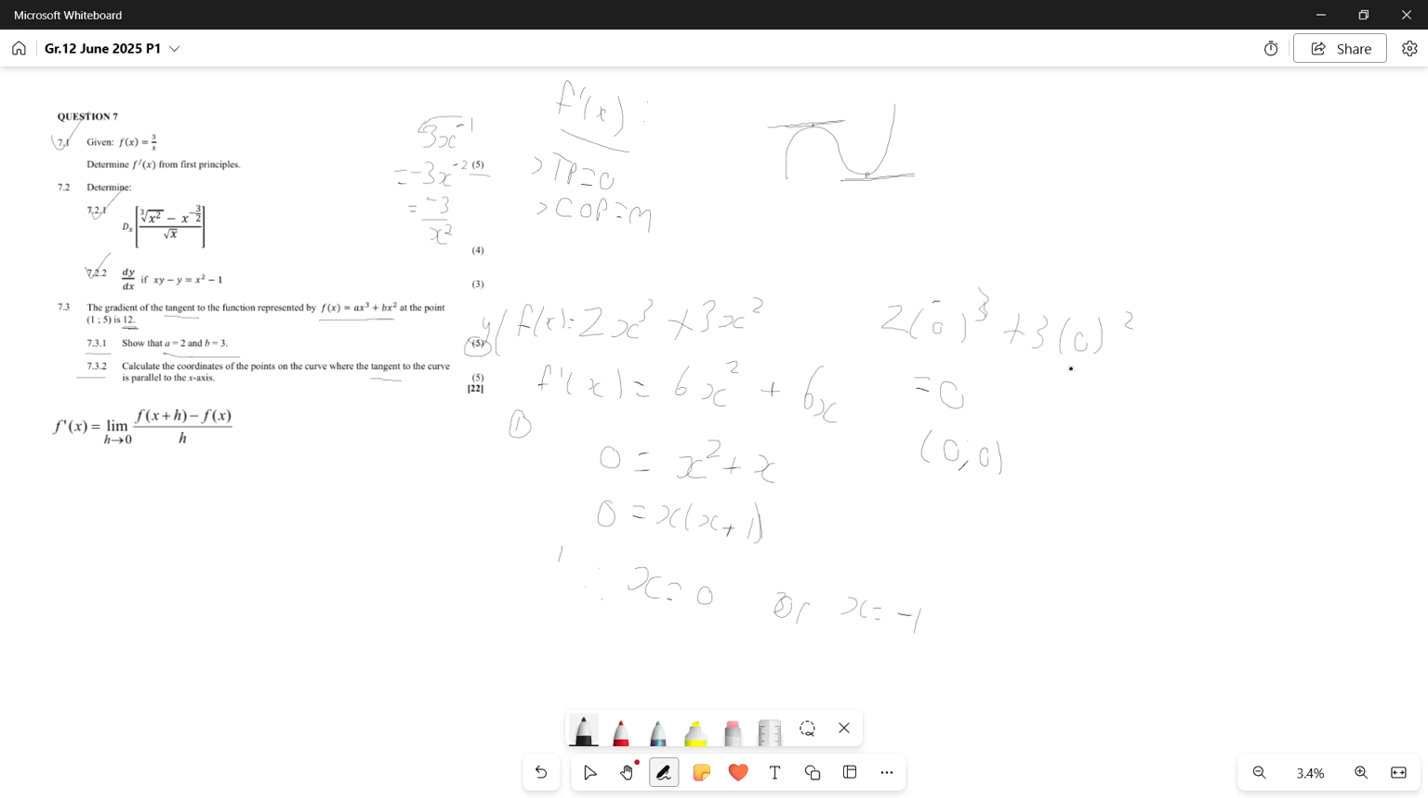And then the next coordinate pair is for negative 1. So we have 2 times negative 1 cubed plus 3 times negative 1 squared. Negative 1 cubed is still negative 1, so we have negative 2, and then plus 3 times negative 1 squared, which is positive 1, so plus 3, and this answer is 1. So we have (-1, 1) over here, and these are our final answers, calculating the coordinates of the points on the curve where the tangent to the curve is parallel to the x-axis. 5 marks for the correct interpretation, and then the correct derivative and substitution back into the original.